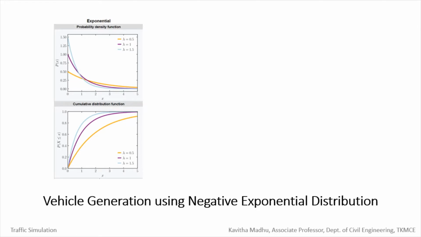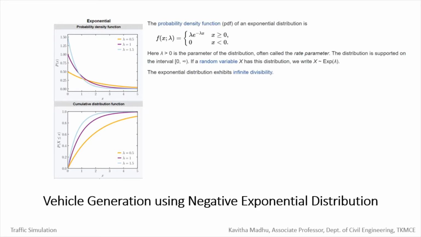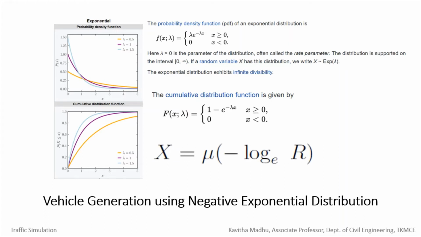Let's see how the vehicles are generated if the headway follows the negative exponential distribution. The probability density function of the exponential distribution is given as follows. We have already studied this. And the cumulative distribution function is like this. From the above equation, the expression for the exponential variate headway x can be derived as follows, where mu is the mean headway and r is a random number between 0 and 1.